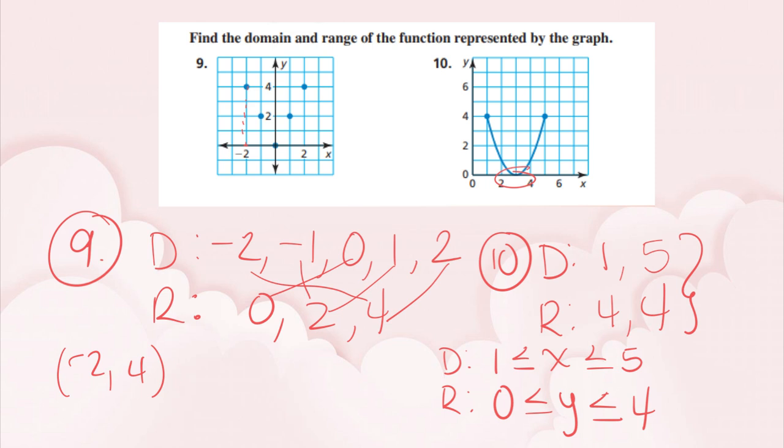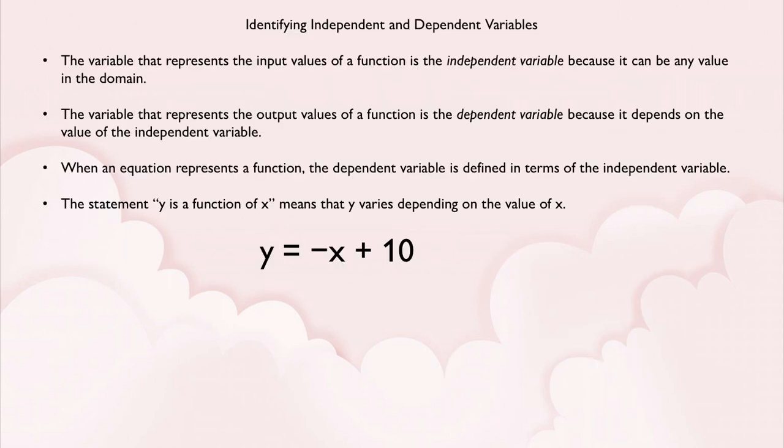We already are familiar with inequalities and compound inequalities. These are going to be my and. Remember, and means that they're intersecting, right? But we're going to work on that. Let's go on to the next slide. My next slide is identifying independent and dependent variables. What does that mean? The variable that represents the input values of a function is going to be called your independent variable, because it can be any value in the domain. What do we say the domain means?